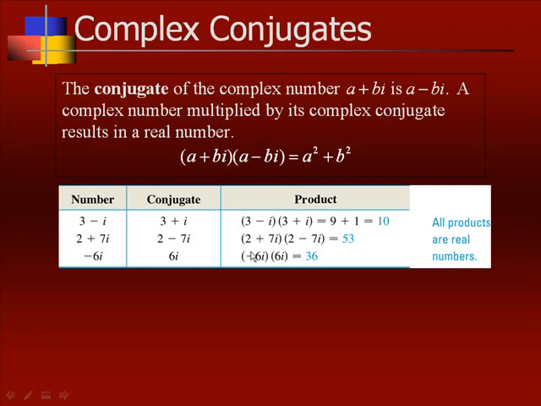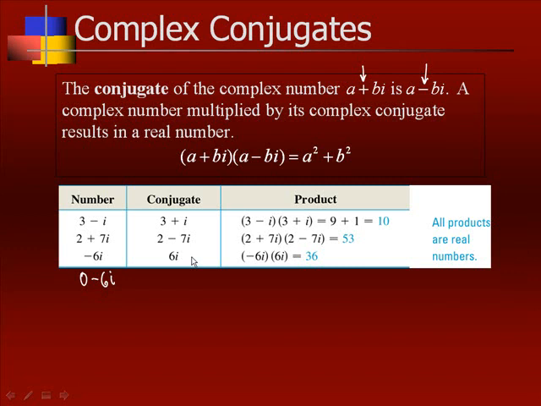Complex conjugates. A conjugate of a complex number is a binomial that is exactly the same except the middle sign is different. The conjugate of a plus bi is a minus bi. The conjugate of 3 minus I is 3 plus I. The conjugate of 2 plus 7i is 2 minus 7i. The conjugate of negative 6i, well, if you think of that as being 0 minus 6i, then the conjugate would be 0 plus 6i.